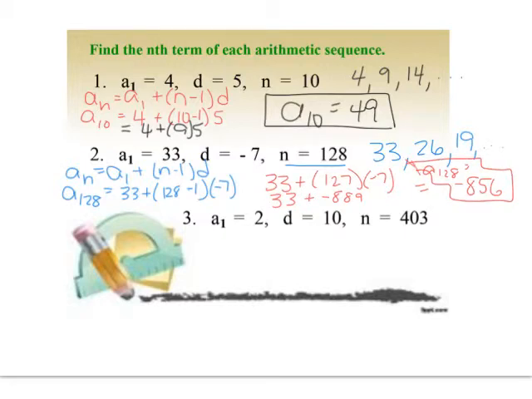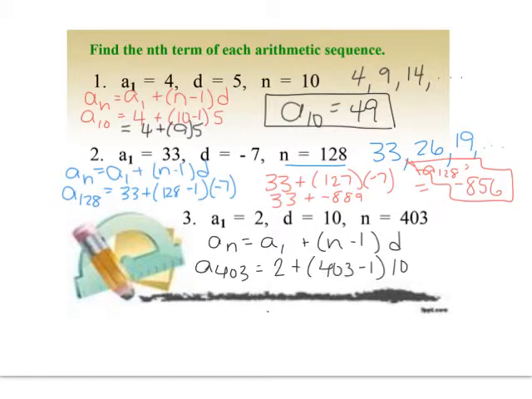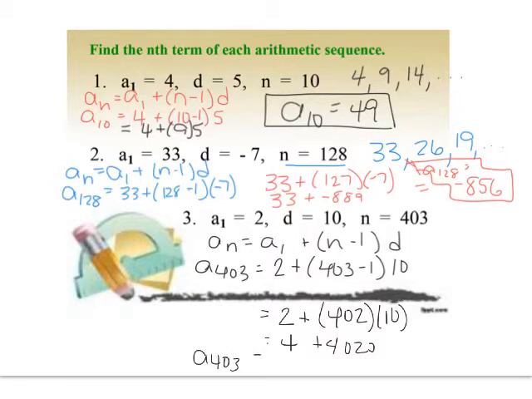And the last example is asking me if the first term is 2 and the common difference is 10, find the 403rd term of the arithmetic sequence. So using the formula, AN equals A1 plus N minus 1 times D, I'm going to substitute to find the 403rd term. So here I've substituted. That's going to give me 2 plus 402 times 10. So 402 times 10 is 4,020. Add 4 to that, and I get that the 403rd term of this arithmetic sequence is 4,024.